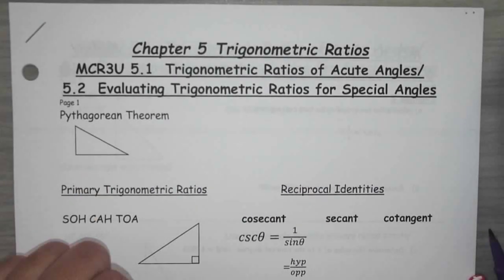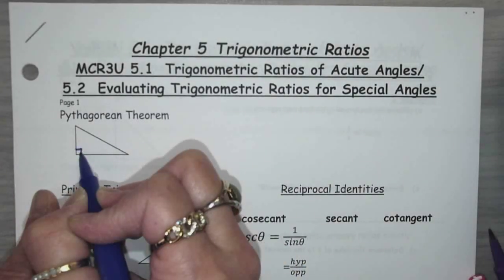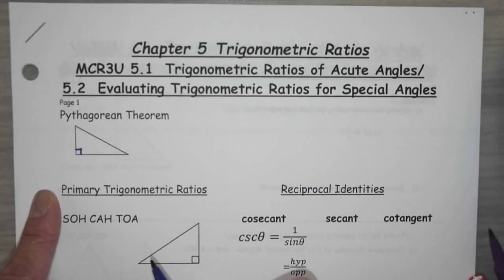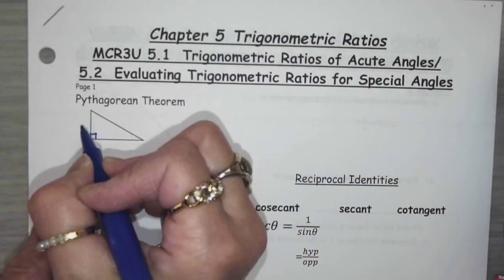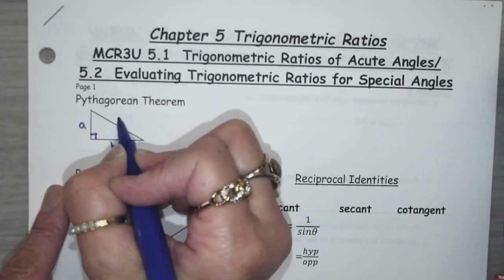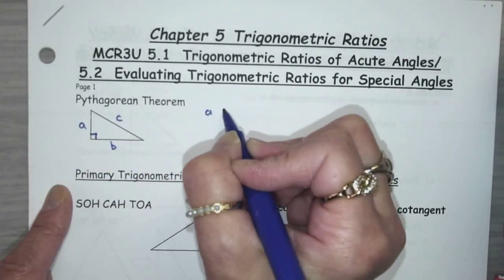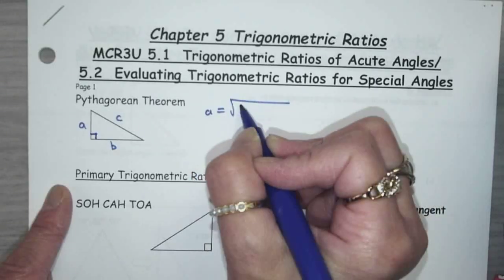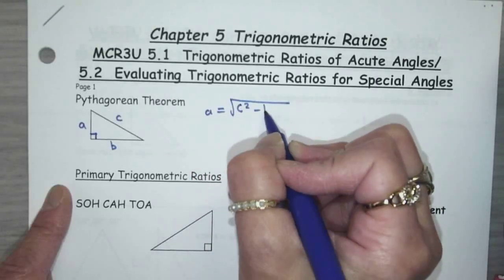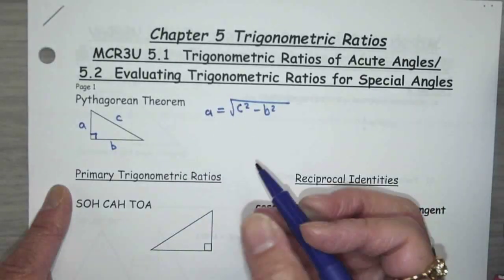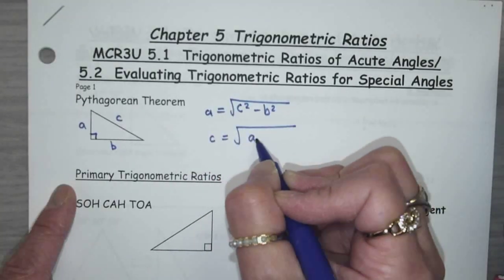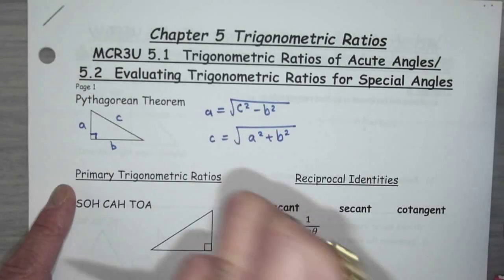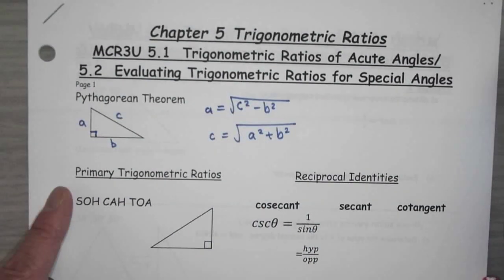Pythagorean theorem, we already know this, but I want to refresh your memory. Only for right angle triangles, has to be right angle. Doesn't work with other types of triangles. And if I had A and B, and this is C, we know that A equals the square root of C squared minus B squared. And then C equals the square root of A squared plus B squared, right? And we know these things from Pythagorean theorem.